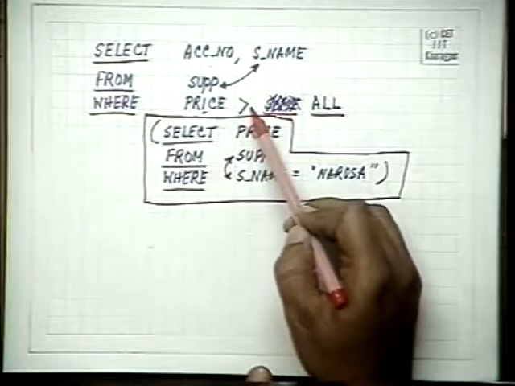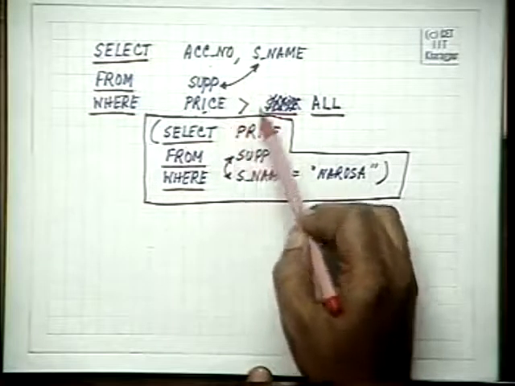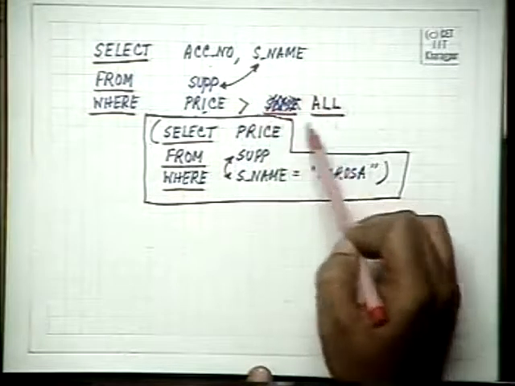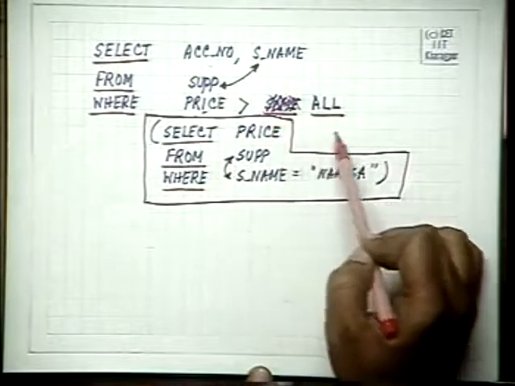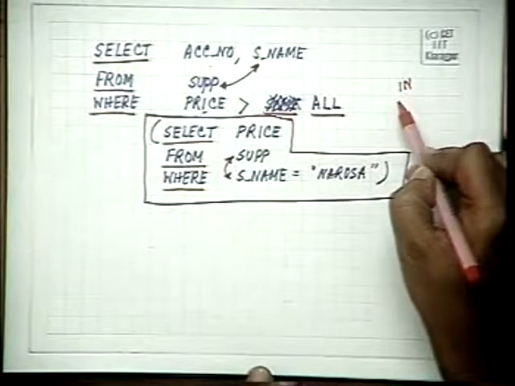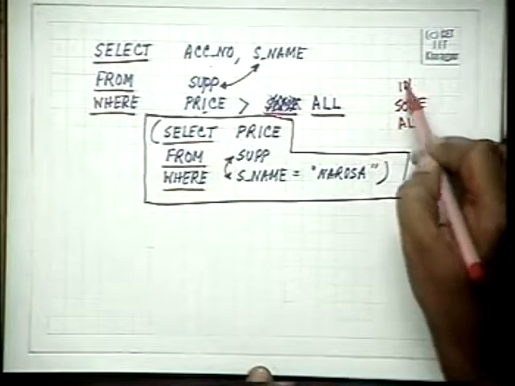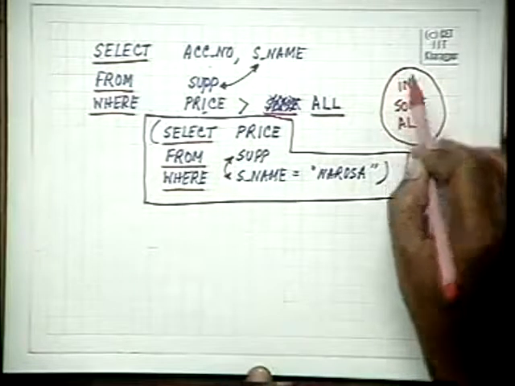All right? You can have greater than equal to, less than equal to, equal to, and not equal to here as well. And this can be replaced by some and all. So in set we have got the in, we have got the some, the all. These are the operations we have on sets.